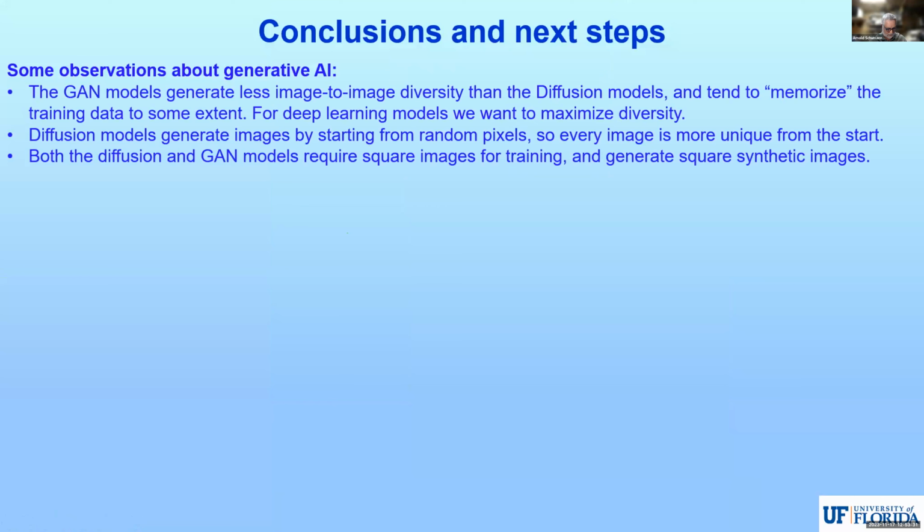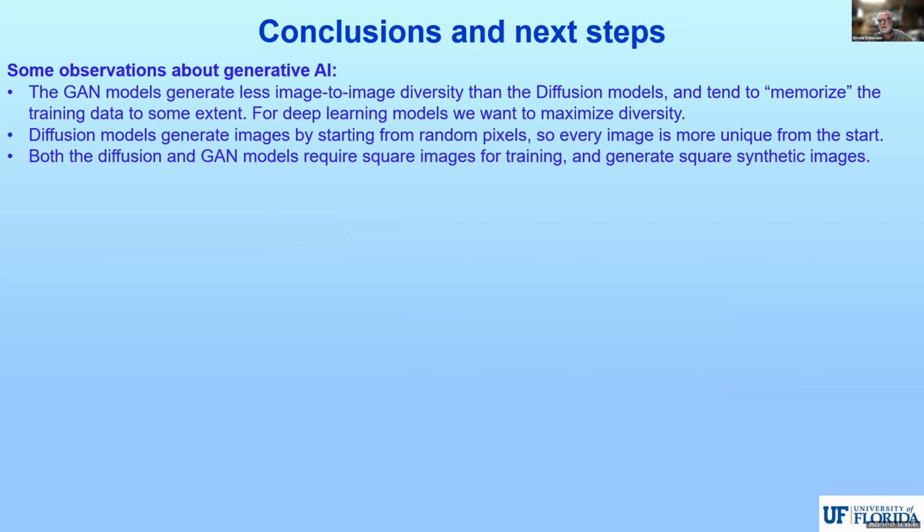All right, now I've got the slide to change. So to conclude then, some observations about these two main methods here. The GAN models generate less image-to-image diversity than the diffusion models. And I think it's as a result of tending to memorize. You don't want something to memorize. You want it to just guess.